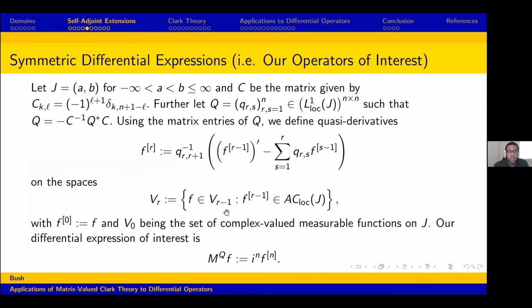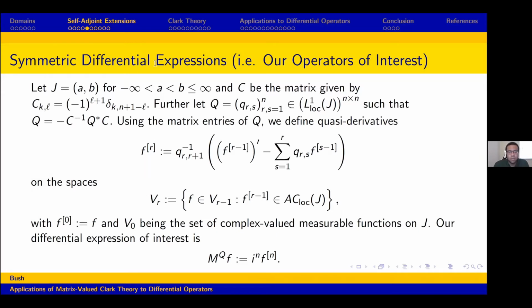Okay. And so now we're going to get into the other way of parameterizing self-adjoint extensions, which is via boundary conditions for a differential equation. But before we can talk about boundary conditions, we need to set up the differential equation itself. So we're going to look at what are known as symmetric differential expressions.